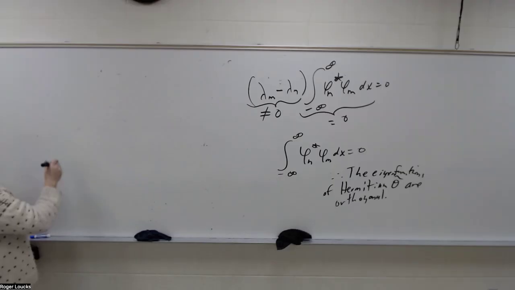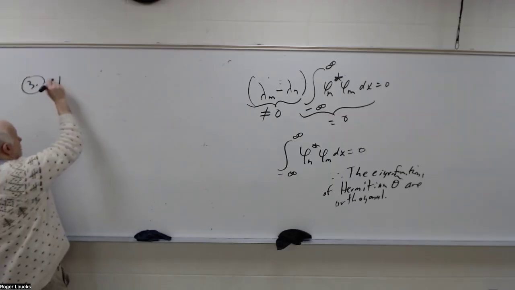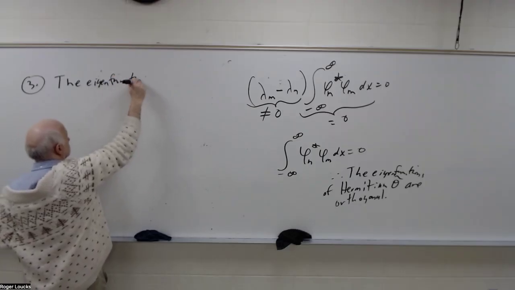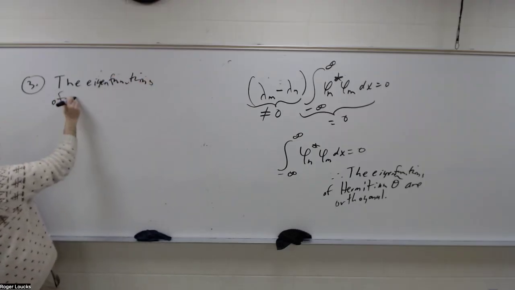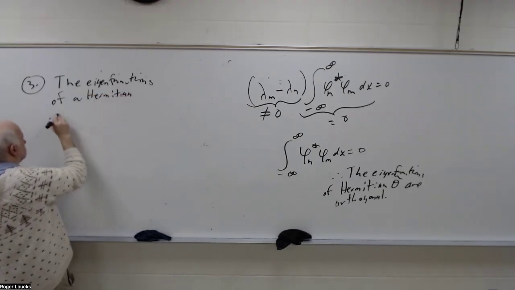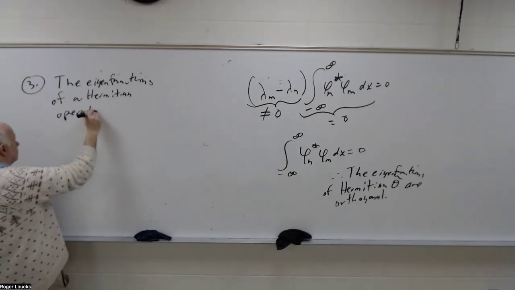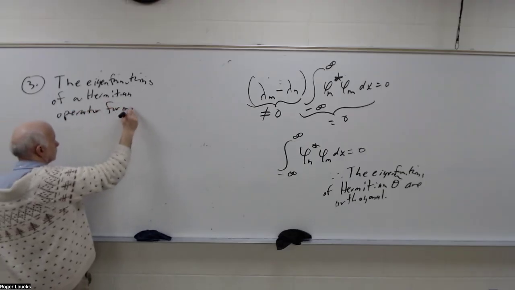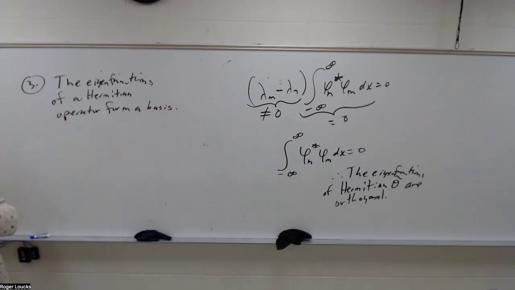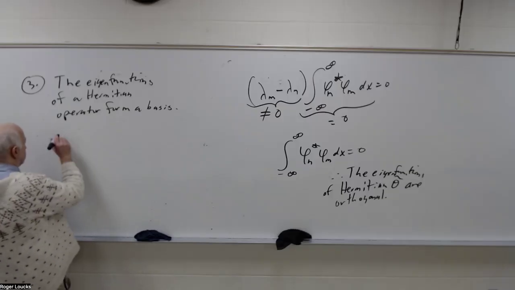Okay, so the third one. The eigenfunctions of a Hermitian operator form a basis. First of all, we have the word basis, and we have to understand what that means. This one is used for almost everything in physics. So what is a basis?